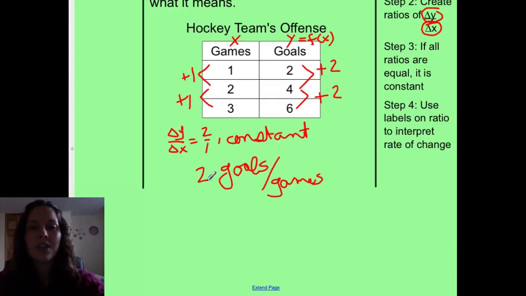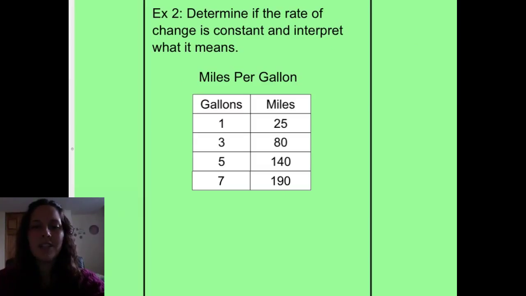Your rate of change can also be negative. Let's try that again. This time we're calculating miles per gallon for our vehicle. So what is the change in miles? Well, to get from 25 to 80, you added 55 miles. The change in our domain, or our x, or our input, is gallons. We added 2 gallons. So our first change in y over change in x is 55 miles per 2 gallons.